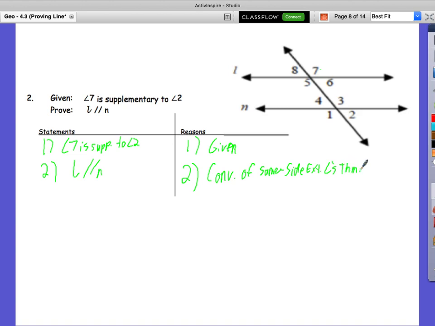Okay? So we say, hey, what kind of angles are we talking about? Same side exterior angles. What are we proving? Lines parallel, so tack converse on. Boom. Mic drop.